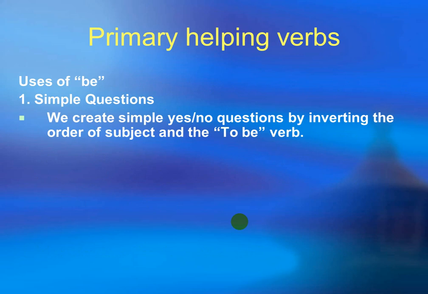Uses of be. دلوقتي هناخد بشكل مفصل استخدام verb to be: am, is, are, was, were, sometimes have been, has been, had been, etc. The first usage of verb to be as a helping verb or an auxiliary is to form simple questions, اللي هي yes/no questions. We create simple yes/no questions by inverting the order of the subject and the to be verb, يعني بتبديل الفاعل مع الverb to be.